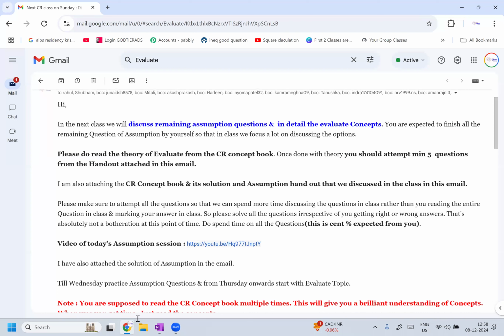But you will have to finish the assumptions that we have done in the class by yourself. Okay. Now, please read the theory of evaluate from the CR concept book. Once done, you should attempt a minimum of 5 questions. Here, we have to solve 6 questions of assumptions. You can attempt 4 questions. Let's solve at least 10 questions tomorrow in the next class. Because today, 1.5 hours was just to explain to you what CR is. Now, at least CR is clear to you. Let's focus on the questions also. So please read this. Do at least 4 or 5 questions of evaluate.